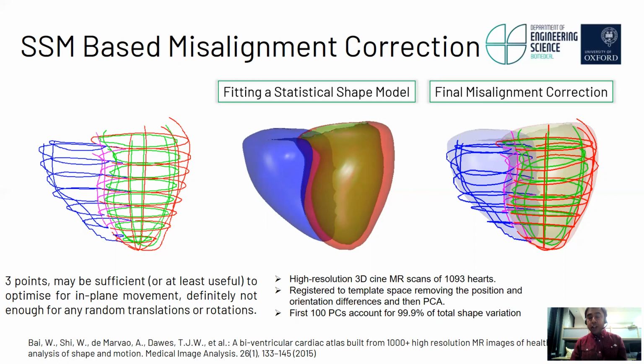Now, please remember that this step, that is the fitting of the shape model and the final misalignment correction, can be solved even if we only have the short axis slices, because we all know that in many of the cine studies, they only capture the short axis slices, but not the long axis slices. In that case, the previous two steps cannot be used because they are performed based on the consistency between the long and short axis slices, while this method can perform even when only short axis slices are present.